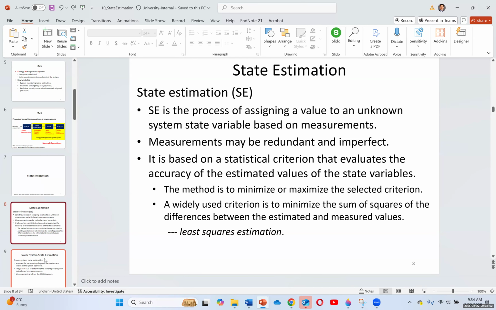So what you have to keep in mind is that power systems are not perfect. They are not ideal. So we have measured values, but there is a difference between the estimated values, the measured values, and the real values as well. So we have types of errors, and I'll explain how we take those errors into account in our EMS system.